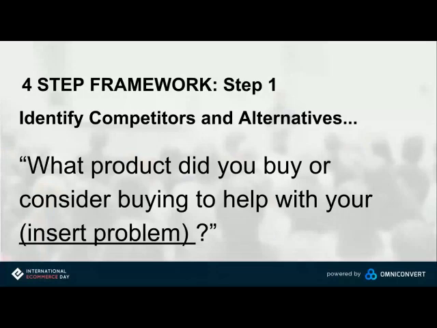First, you'll need to identify who you're competing against. The best way to do this that I found is to survey your buyers and survey your non-buyers by asking them what other alternatives they're considering before purchasing your product. You can frame the question as, what product did you buy or consider buying to help with, and then you insert whatever problem they're trying to solve is. It's important to ask them rather than just assume you know who your competition is, because your prospects may be looking at an alternative solution rather than a direct competitor. And a competitor in your eyes is different than a competitor in their eyes.